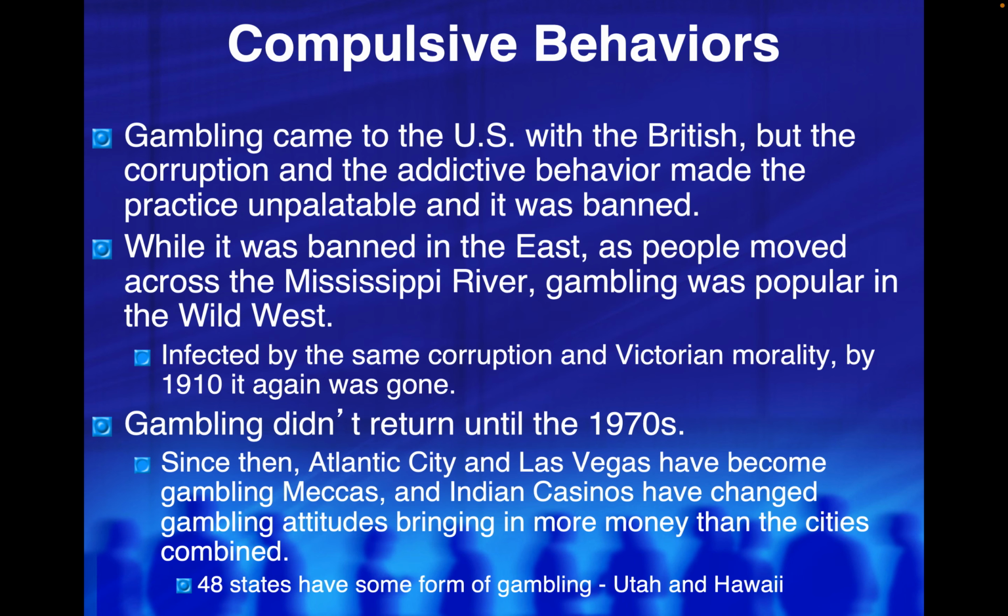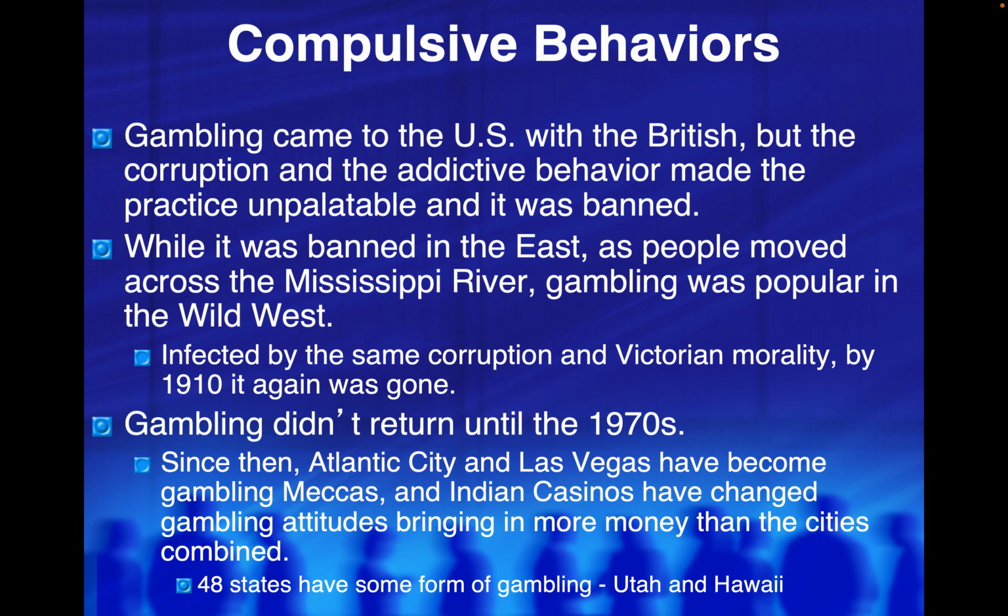Gambling came to the United States with the British, but the corruption and the addictive behavior made the practice unpalatable, and it was banned. While it was banned in the East, as people moved across the Mississippi River, gambling was popular in the Wild West. Infected by the same corruption and Victorian morality, by 1910 it again was gone. Gambling didn't return until the 1970s.